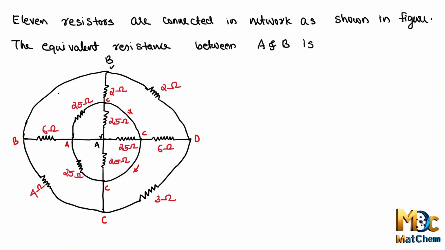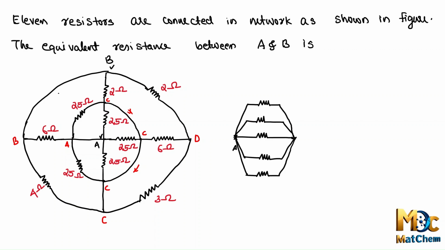You can draw it. If you mark this particular point as A, between A and C there are 5 25 ohm resistances. Obviously, they are not in series connection. That means these resistors are connected in parallel. So one resistor, another resistor, another resistor, another resistor, another resistor. That means 5 25 ohm resistors are connected in parallel between A and C.